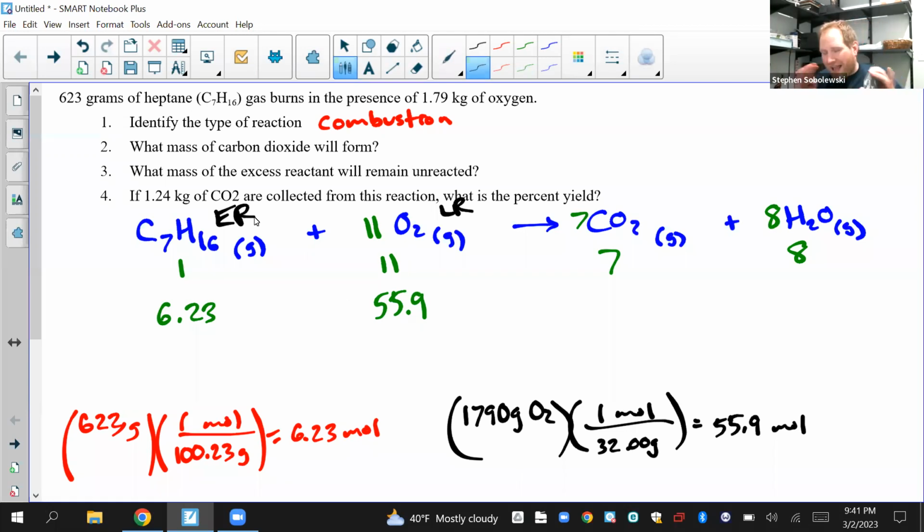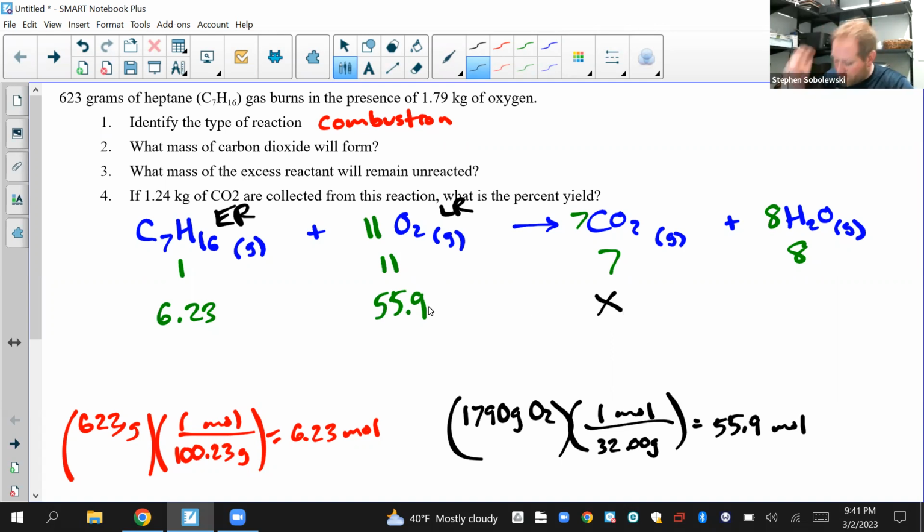Okay, doesn't matter how you identify the LR, just make sure you do identify the LR. And that's the one we have to use to solve for X, which is our moles of CO2 and eventually our mass of CO2. Again, you can't just pick your favorite. If we could, I would definitely pick the heptane because a 1 to 7 ratio is easy. 11 to 7 is tricky.